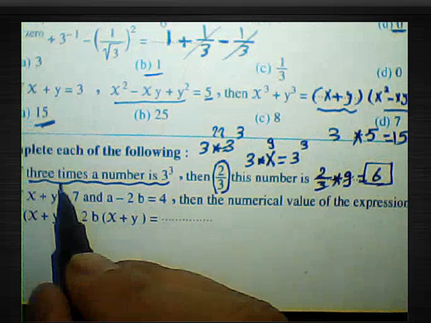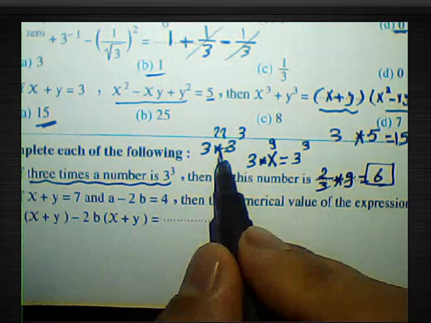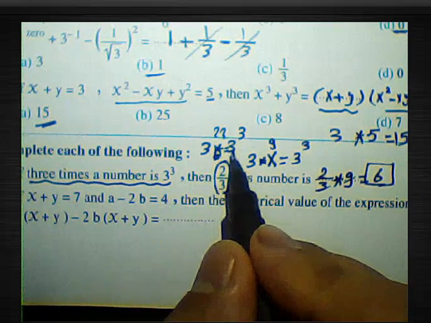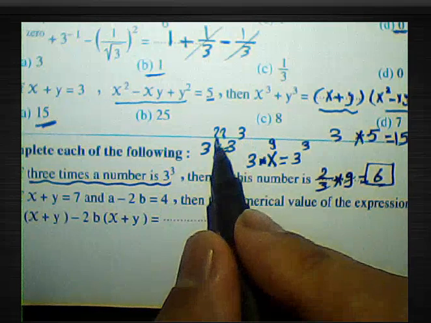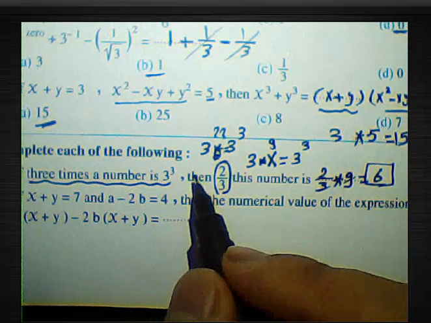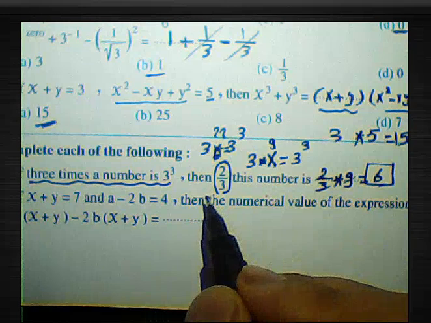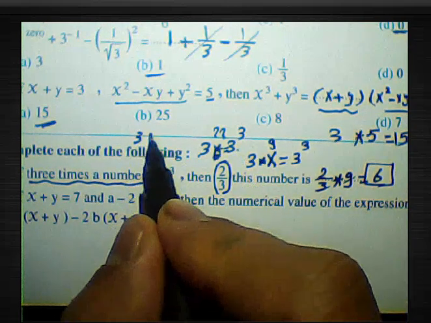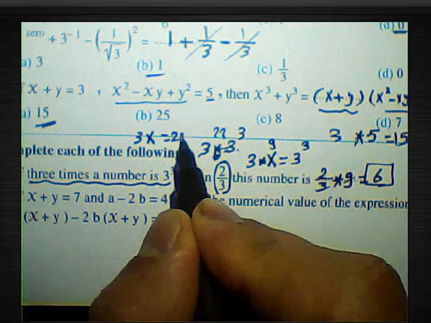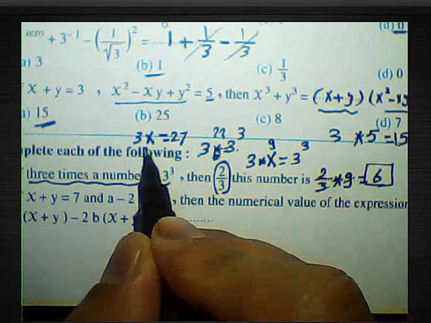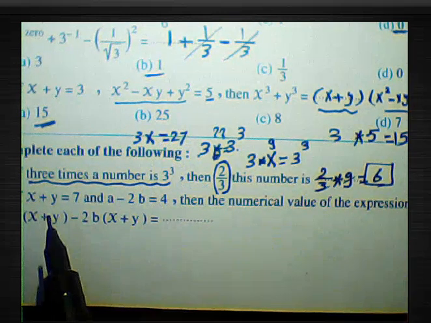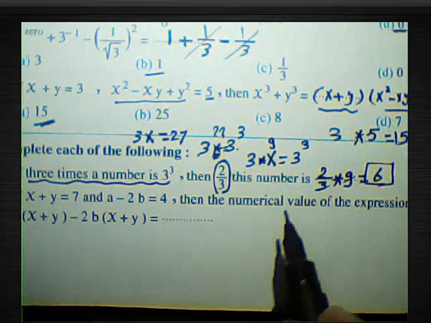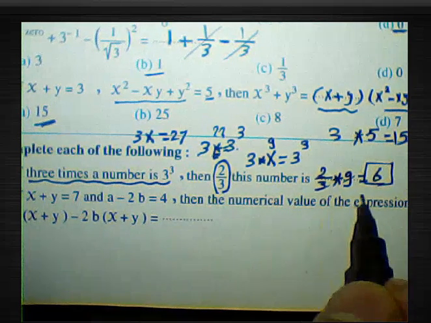Again, if 3 times the number is 3 multiplication by what equal 3 power 3? 3 power 3 equals 27. 27 divided by 3 equals 9. Then 3x will be equal 27, then x will be 9. So 2 over 3 multiplication by 9 equals 6.